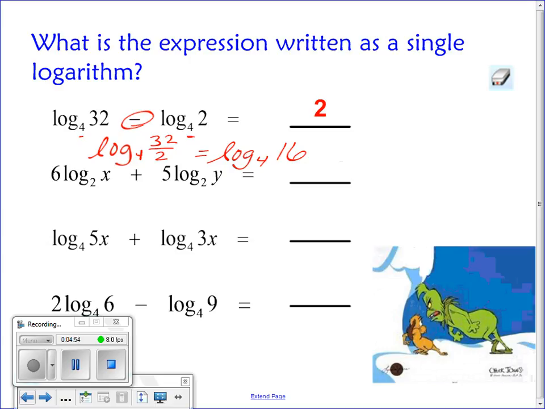All right. Let's look at the next one. So the number out in front, that actually comes back as an exponent. And then what does the addition do? Multiplying. So I'm going to have log base 2. This becomes x squared. So that's x to the 6, that's what I meant. That's going to come back up here. And then the 5 will come back here, and y to the 5th. How'd we do?